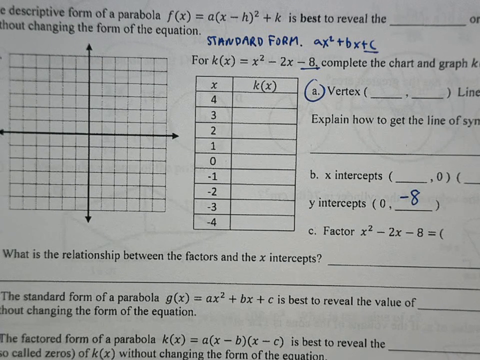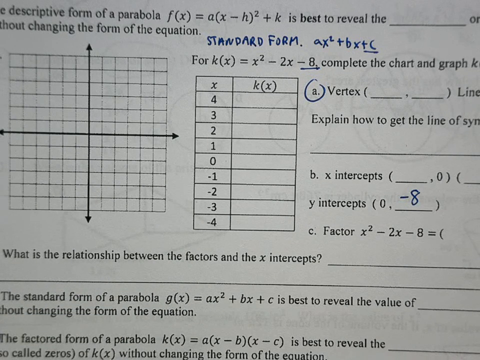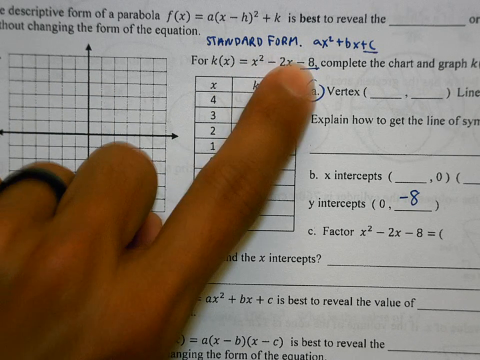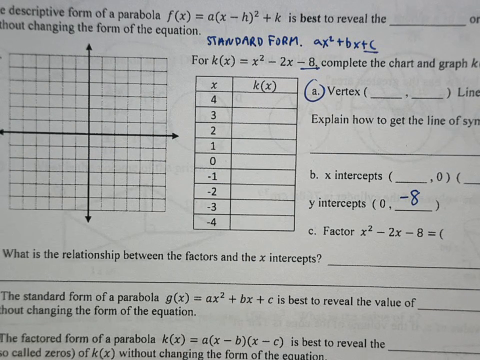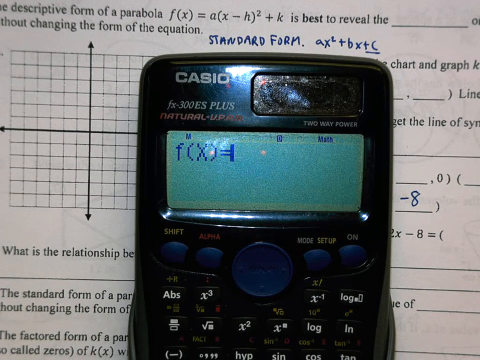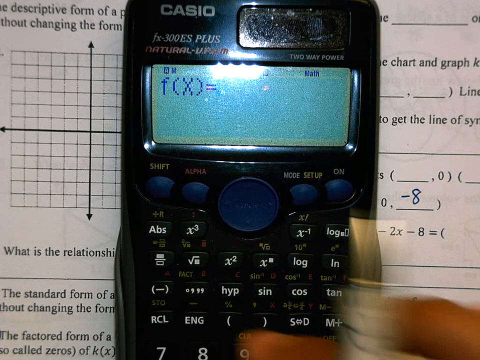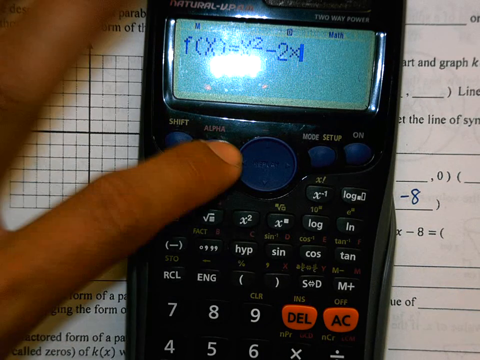Sometimes when I have to do a table, I love taking shortcuts. You could plug in 4 and do 4 squared minus 2 times 4 minus 8 and figure that out, and you could plug in 3 and do 3 squared minus 2 times 3 minus 8. But because I'm going to be doing so many different things, you don't need to know how to do this. For me, I'm using a table function on here. Calculators are great as long as you know how to use them. And if you don't know how to do this, don't worry, you're never going to be asked it. I'm just going to show you that it is capable of doing it.